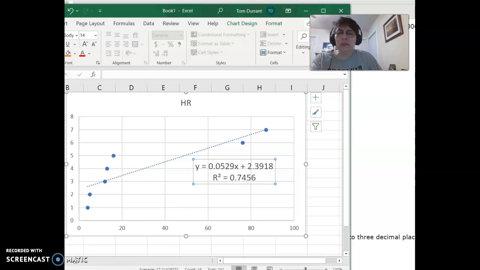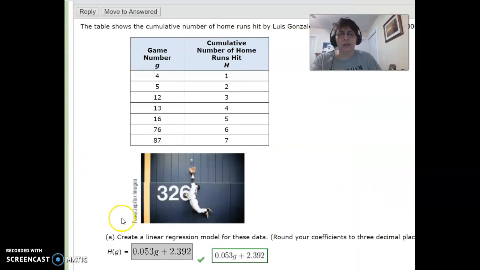Alright, so I hope that helps you with the linear regression. Come back to the original equation, and yep, there it is. 3 decimal places.